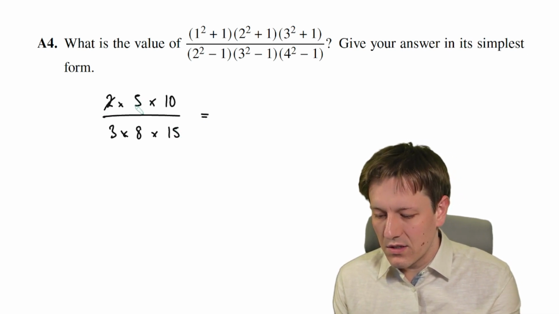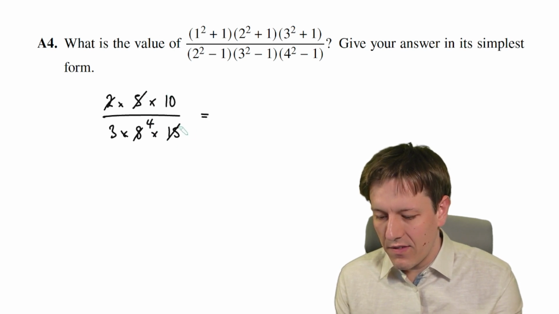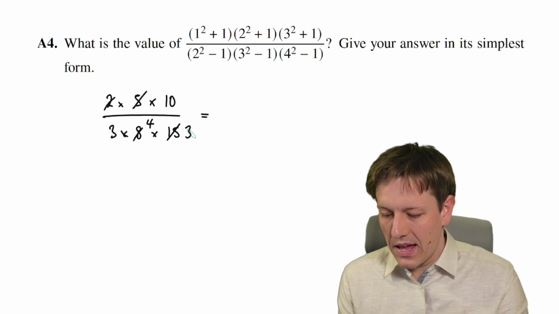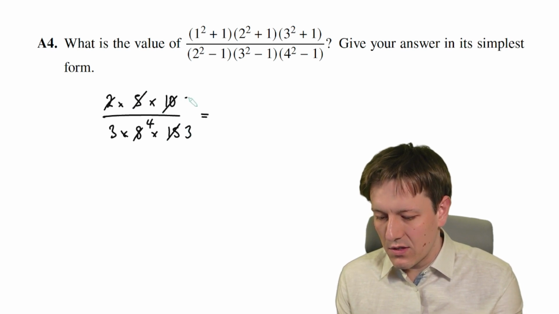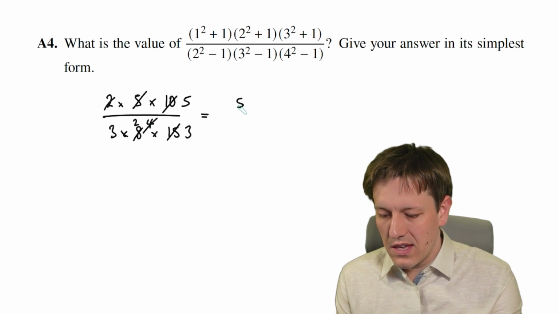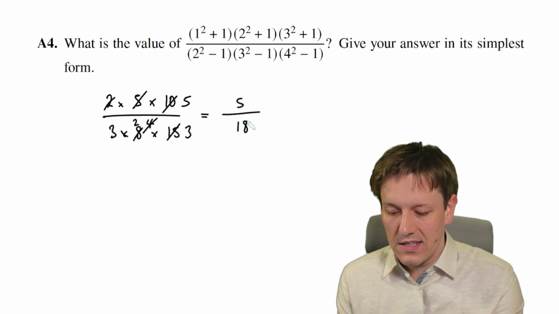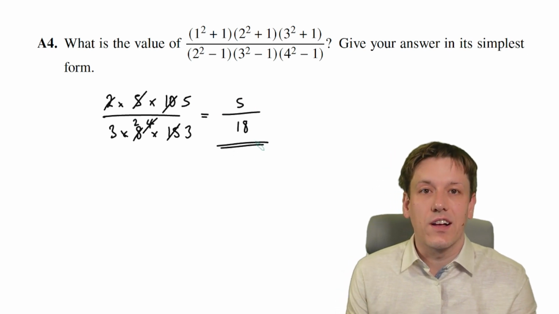So I can cancel a 2 with the 8 here, I can get rid of a factor of 5 here, top and bottom, and actually, I can get rid of another 2 from here, and this 4, so I've got just here 5 over 3 times 2 times 3, so that's 5 over 18, and that's the final answer there.